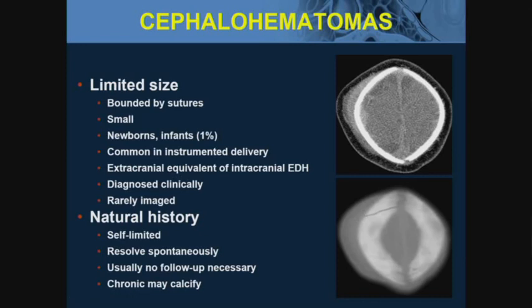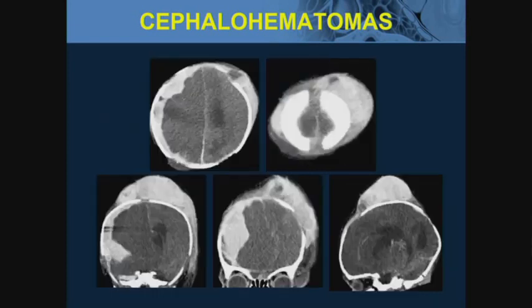Because these are self-limited, and they're common in instrumented delivery, these things are rarely imaged, and they're certainly usually not followed up. They resolve spontaneously. They don't need follow-up. And chronic, occasionally you can calcify, but basically we really don't see many of these. So 99 times out of 100, unless you're dealing with a newborn ICU, the patients that we see with scalp hematomas are going to be subgaleal hematomas.